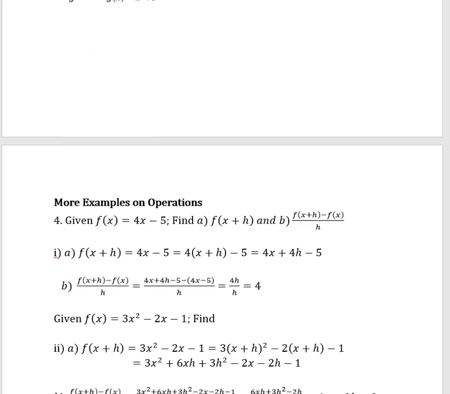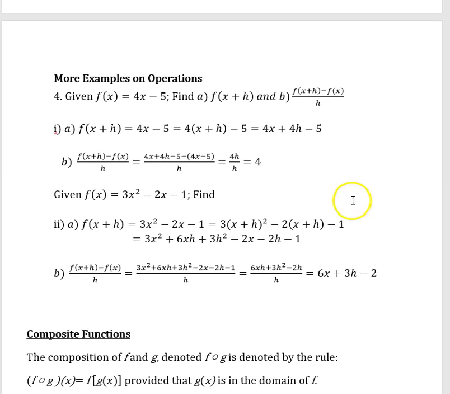Let's now look at more examples on operations. Example 4 says, given f of x equals 4x minus 5, you're told to find (a) f of x plus h, and (b) f of x plus h minus f of x over h. So let's do the first part. Our input now becomes x plus h. So I put it there for x, we plug it in there. Open the bracket, you have that. And then since there are no like terms, that becomes your final answer. So that's your output there.